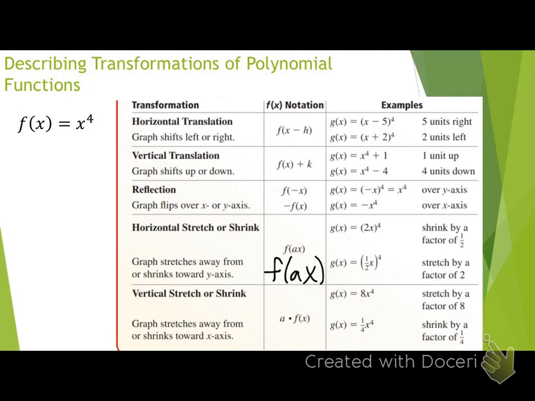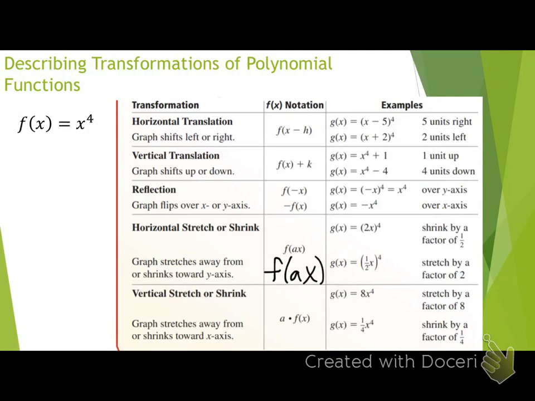Horizontal stretch or shrink. It's f of ax. So if it's a shrink by a factor of 1 over 2, my a value is 2. Because remember, back last semester, if it's a horizontal stretch or shrink, it's by a factor of 1 over a. So f of ax is f of 2x. I plug 2x into my function, I get 2x to the 4th. If it's a stretch by a factor of 2, 1 over a, I get 1 half. Plug 1 half x in for x, I get g of x equals 1 half x to the 4th.